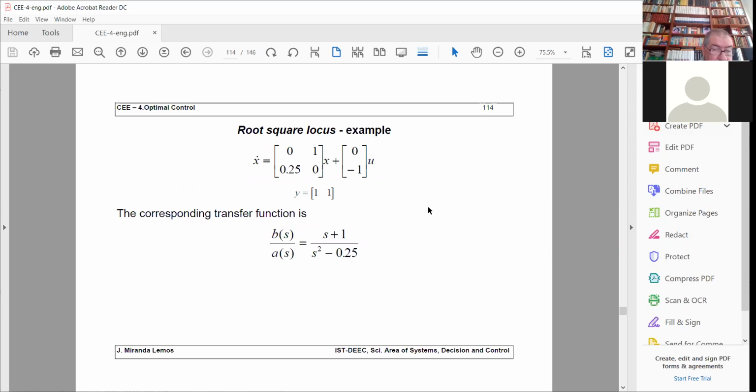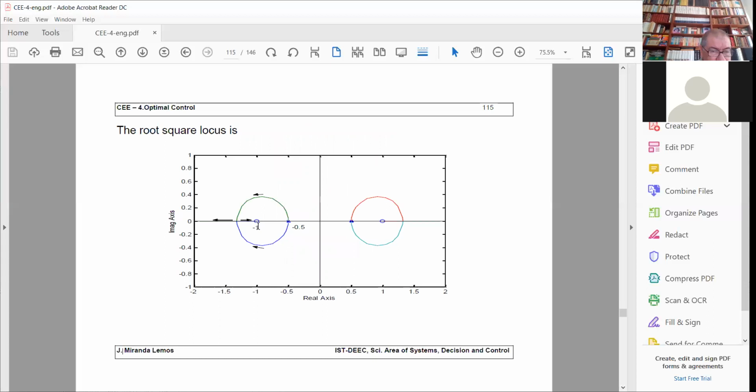Okay, these two slides are what I just said. Now, let me give you one example with this plant. So you have this state model. From this state model, you compute the transfer function between u and y. And remember that we have observed that s squared minus 0.5 is s plus 0.5 times s minus 0.5. So you have poles at minus 0.5 and 0.5, and a zero at minus 1. So you mark the zero at minus 1, then you have a reflected zero at 1, and then you have one pole here, and then you reflect it, which gives two poles here and two poles here.